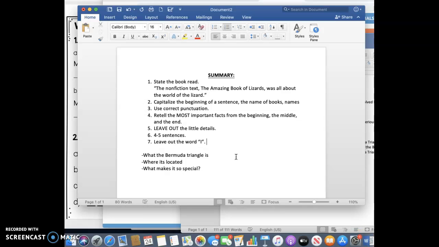I'm going to attach some anchor charts for you in Edsby for you to use for your summary.